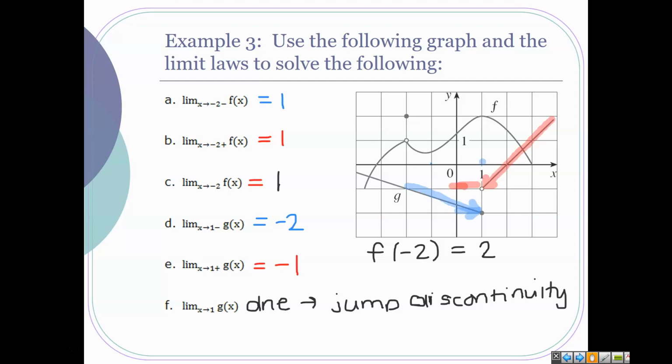Okay, out of curiosity, what is g of 1? What's g of 1? Go ahead, Corey. Perfect.